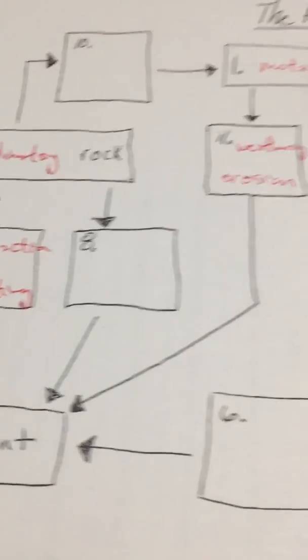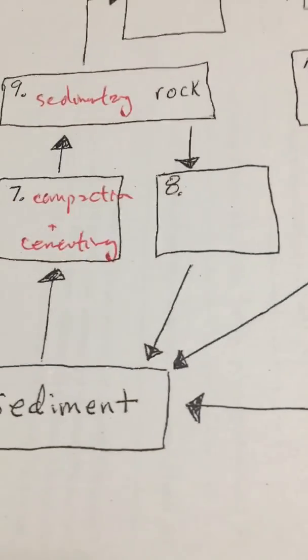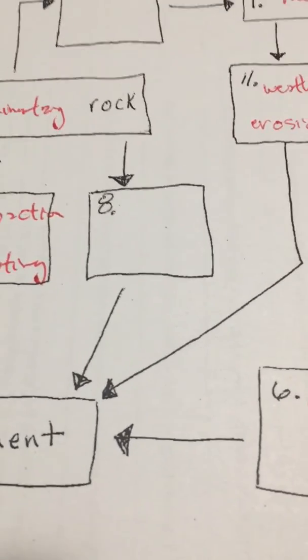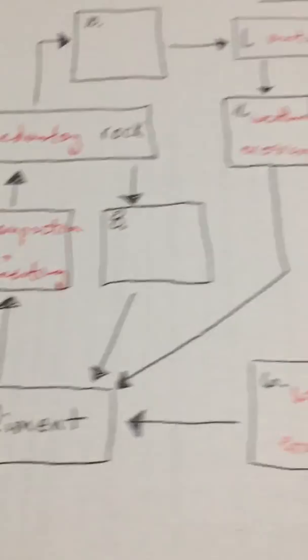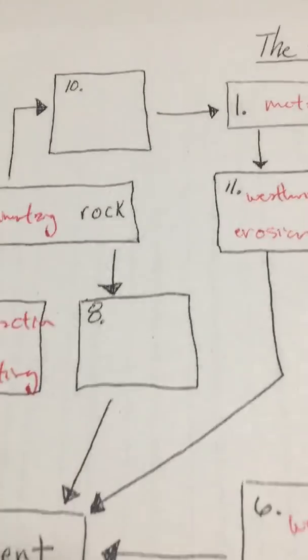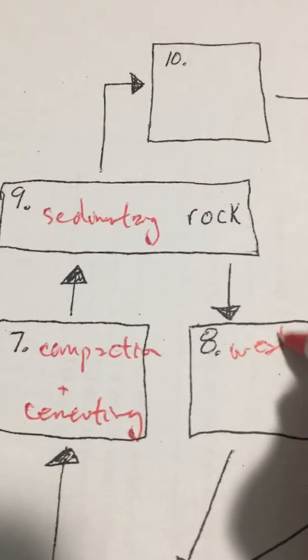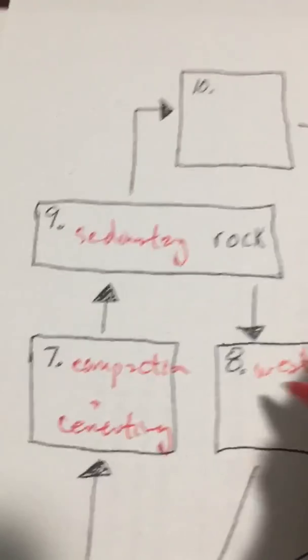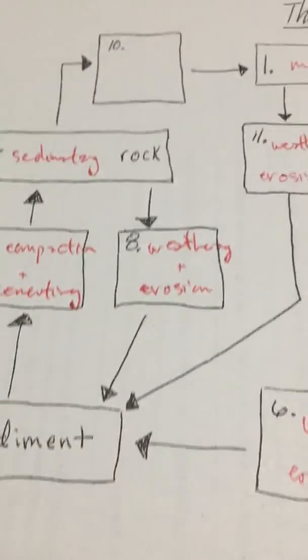All right, so we got a few more blanks to fill in. So igneous rock does what to become sediments? Again, weathering and erosion. And sedimentary rock undergoes what process to become sediments? Well, again, weathering and erosion. I believe that one came up about 3 times on our board.